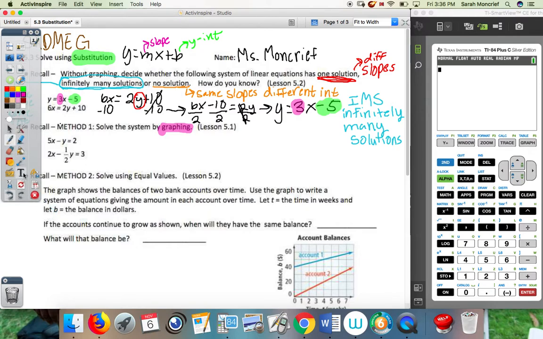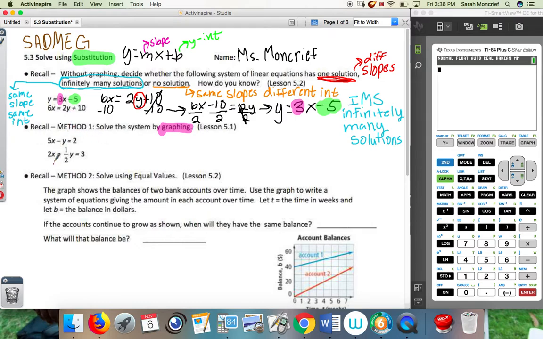So we want to look at 5x minus y is equal to 2, and 2x minus 1/2 y is equal to 3. Remember, the most important part here is to first put it in slope-intercept form. On most calculators, you cannot type it in unless it's in slope-intercept form. So it's best to just go ahead and put them that way.